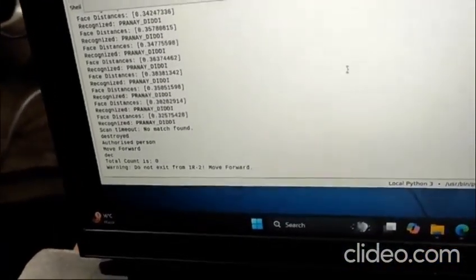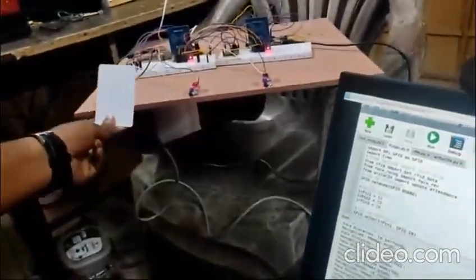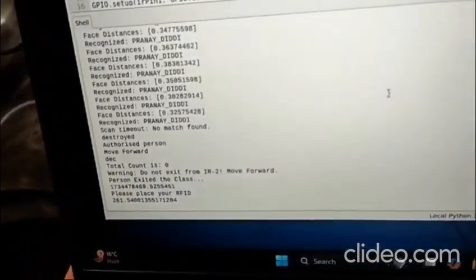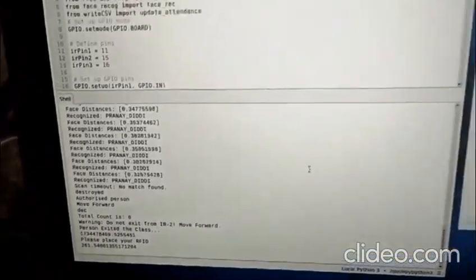Here also, if any malpractice is done, the system reminds and warns us: do not move from IR 2, move forward. So I'm moving forward, and I have exited the class. This is the system which I have developed for tracking attendance.